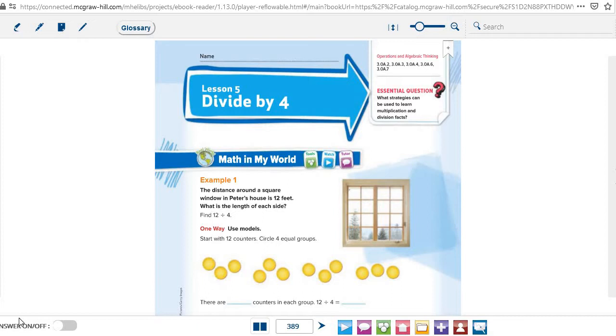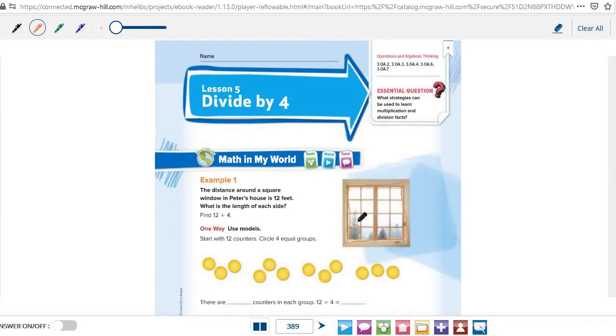Our lesson today is divide by 4. Let's start with example number 1. The distance around a square window in Peter's house is 12 feet. This distance, all this distance, is 12 feet.